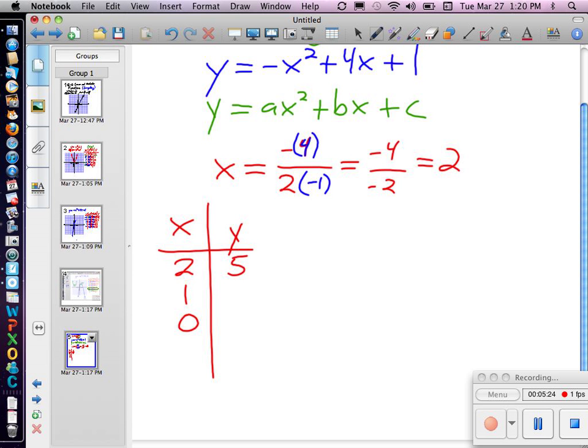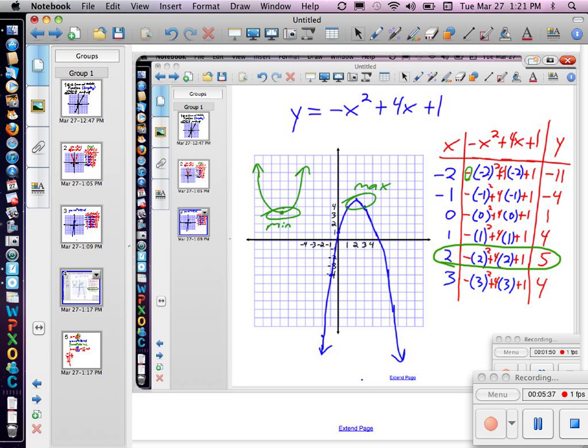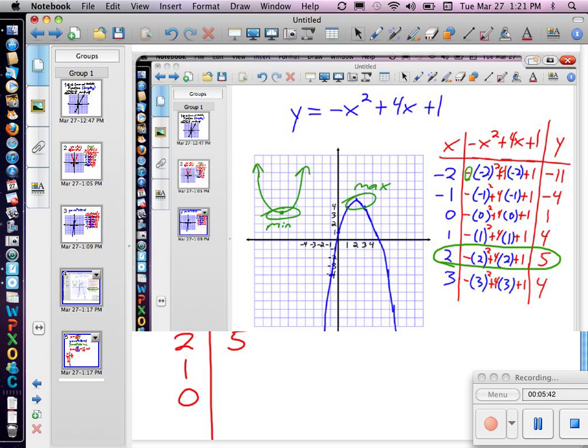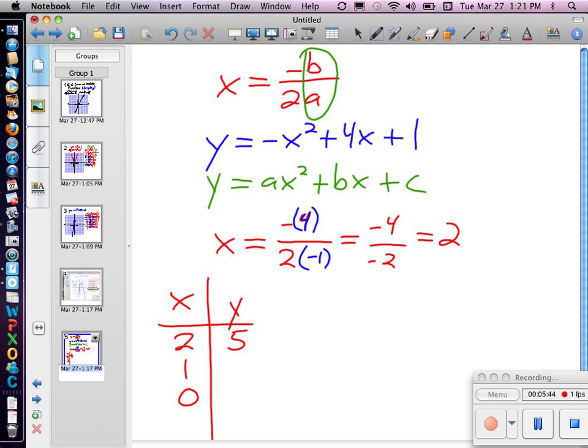Notice 1 and 0 are the next 2 points to the left of 2. So I'm going to plug in 1 and 0. So 1, when I plug it in, I get a 4, and 0 gets us a 1. So 1 comma 4, 0 comma 1. Okay, so those are 2 points.